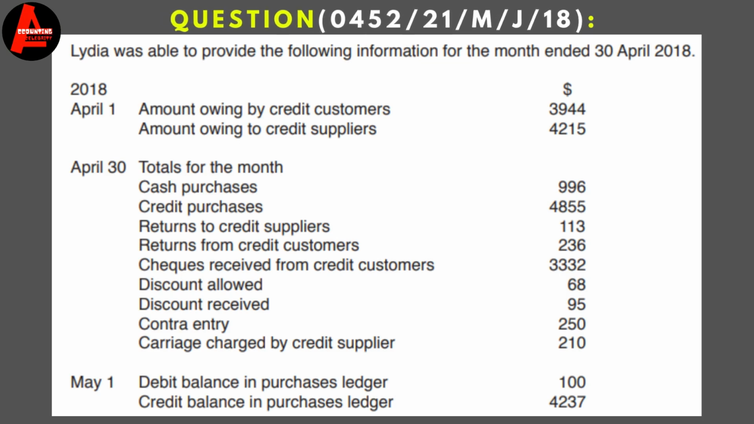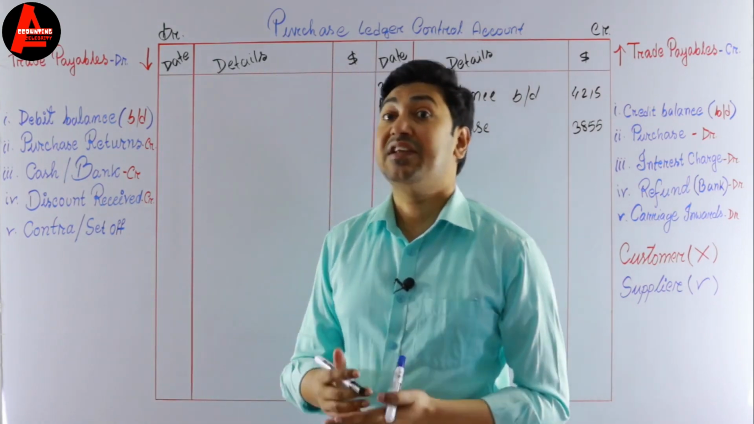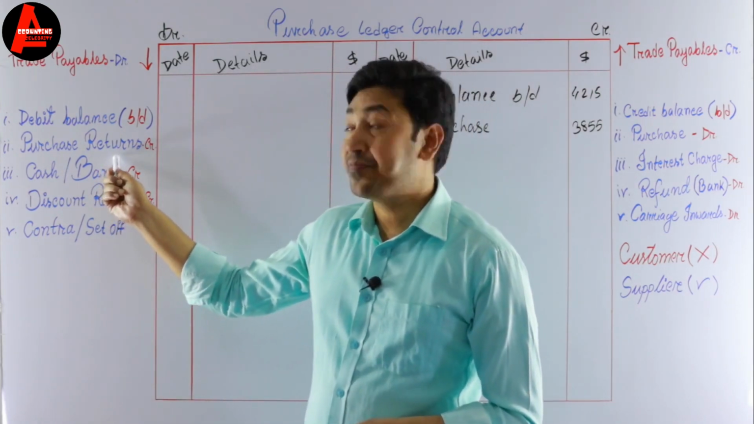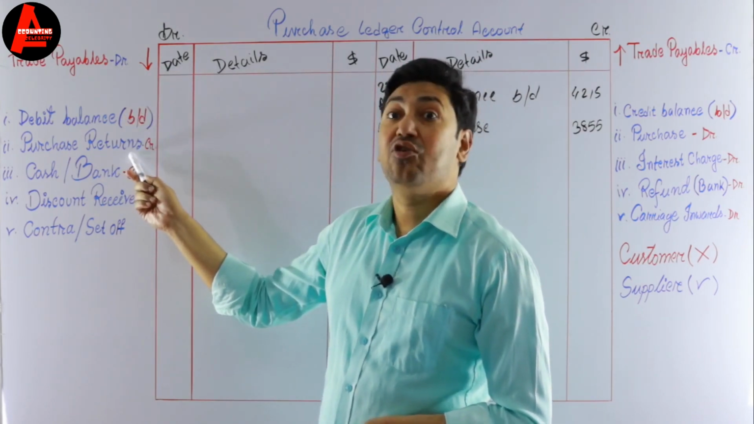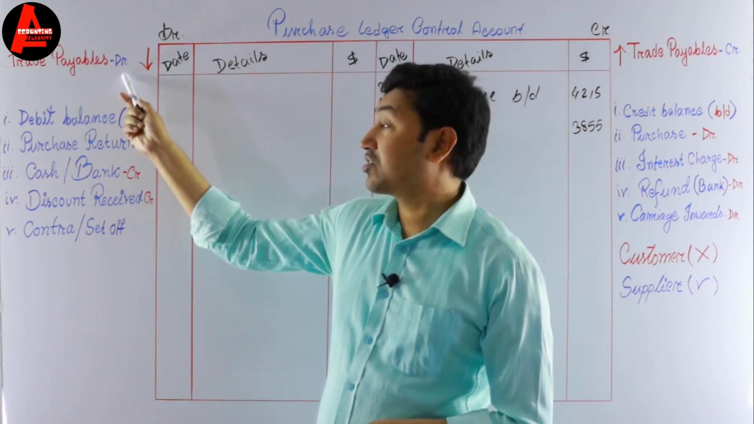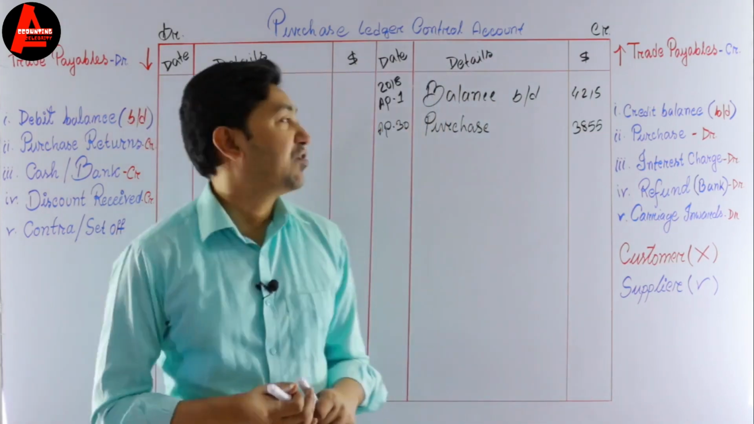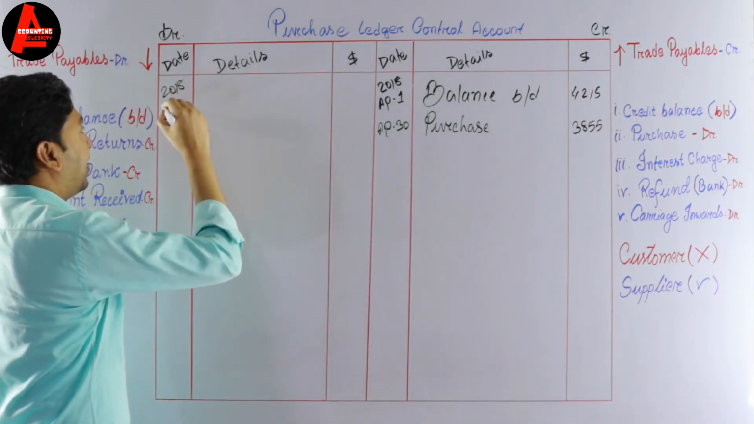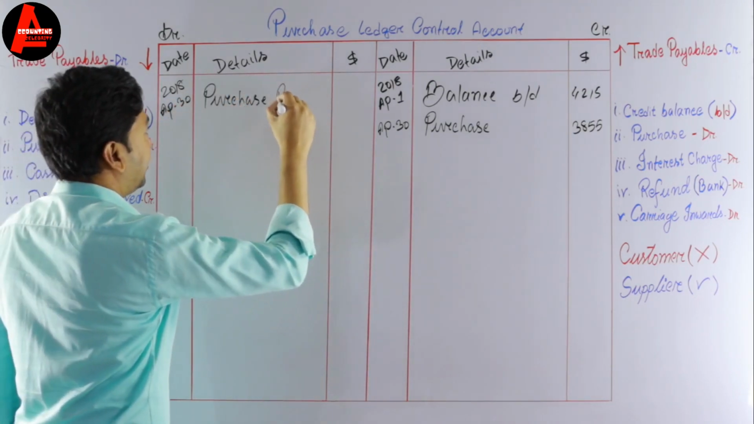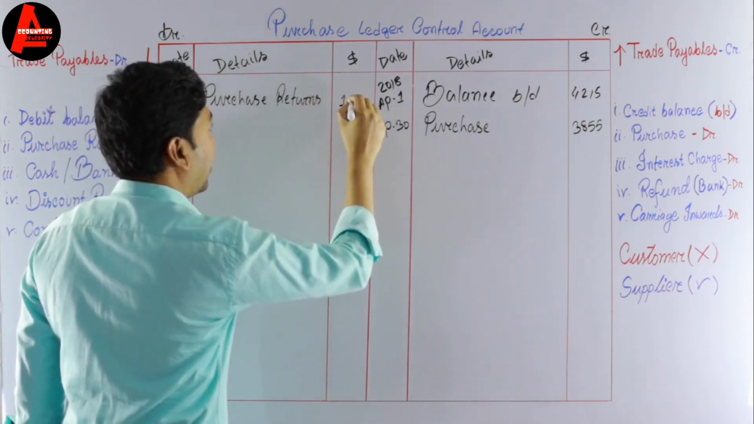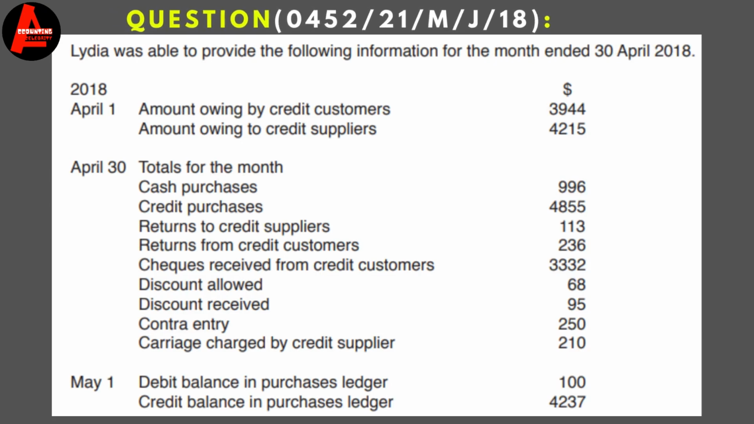Next one in the question is returns to credit suppliers, it is 113. Already we know that supplier-related items will go here. Returns to credit suppliers means purchase returns. So trade payables will be debited and purchase returns will be credited. We are doing the trade payables control account, so we will record it on the debit side. Okay, so let us write here 2018 April 30 purchase returns 113. Okay, so over. Next one, what is written?